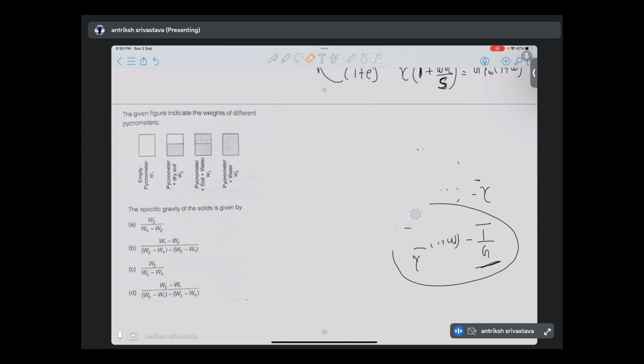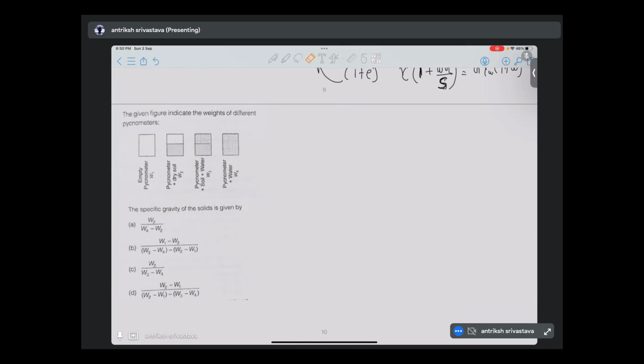We have some other expression. Pycnometer is used to measure what? This is also one of the match-the-following kind of questions. This kind of question can come. Pycnometer is used for what? Specific gravity. Very good. Sarja has said specific gravity, and that is the right answer.